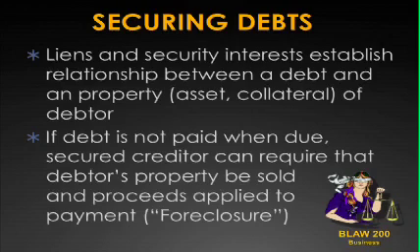Okay, so this establishes, both liens and security interests establish a relationship between a debt and property or asset or collateral of the debtor. So if we are not paid at the appropriate time, we can make demand, and if we continue to not receive payment, then we are able to have the property sold and receive the proceeds. You may be familiar with this. We talk about foreclosure, particularly on, say, a mortgage document. We talk about foreclosure.